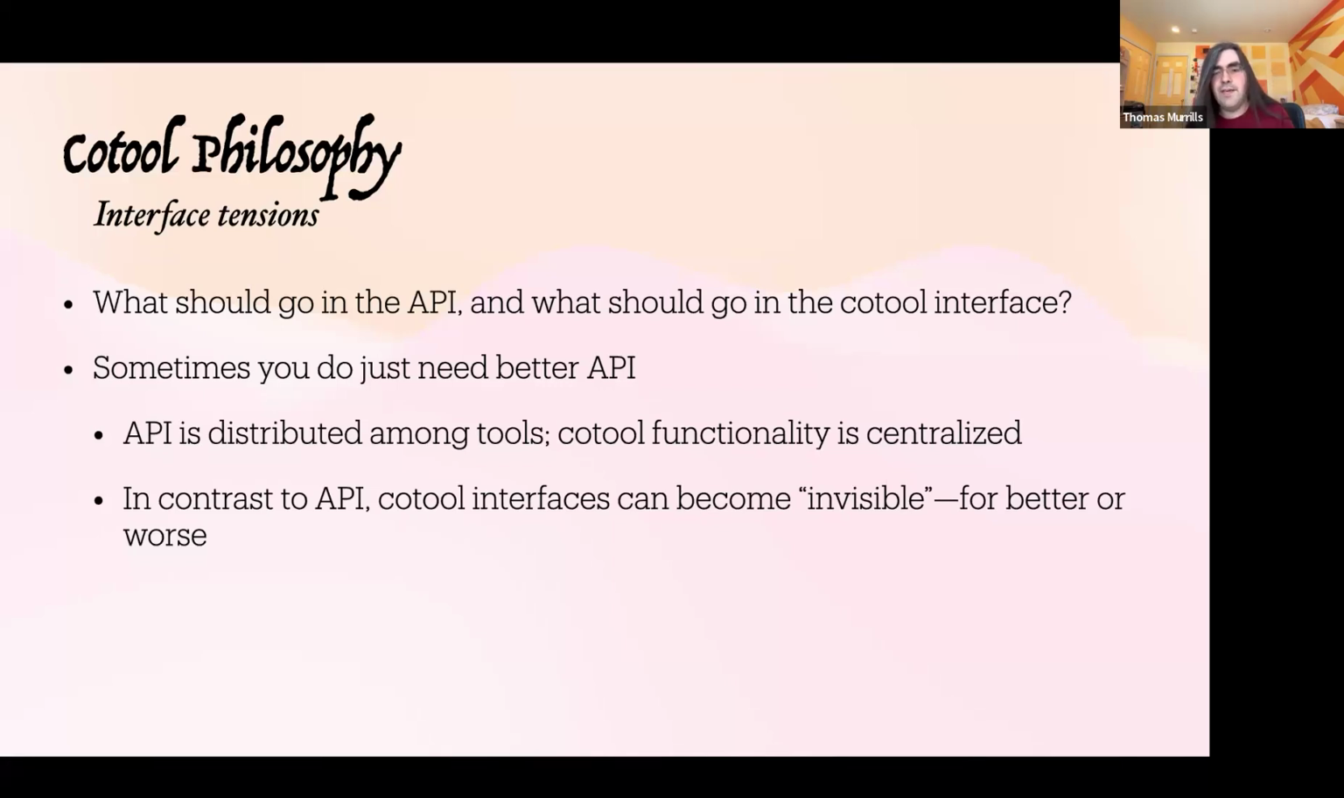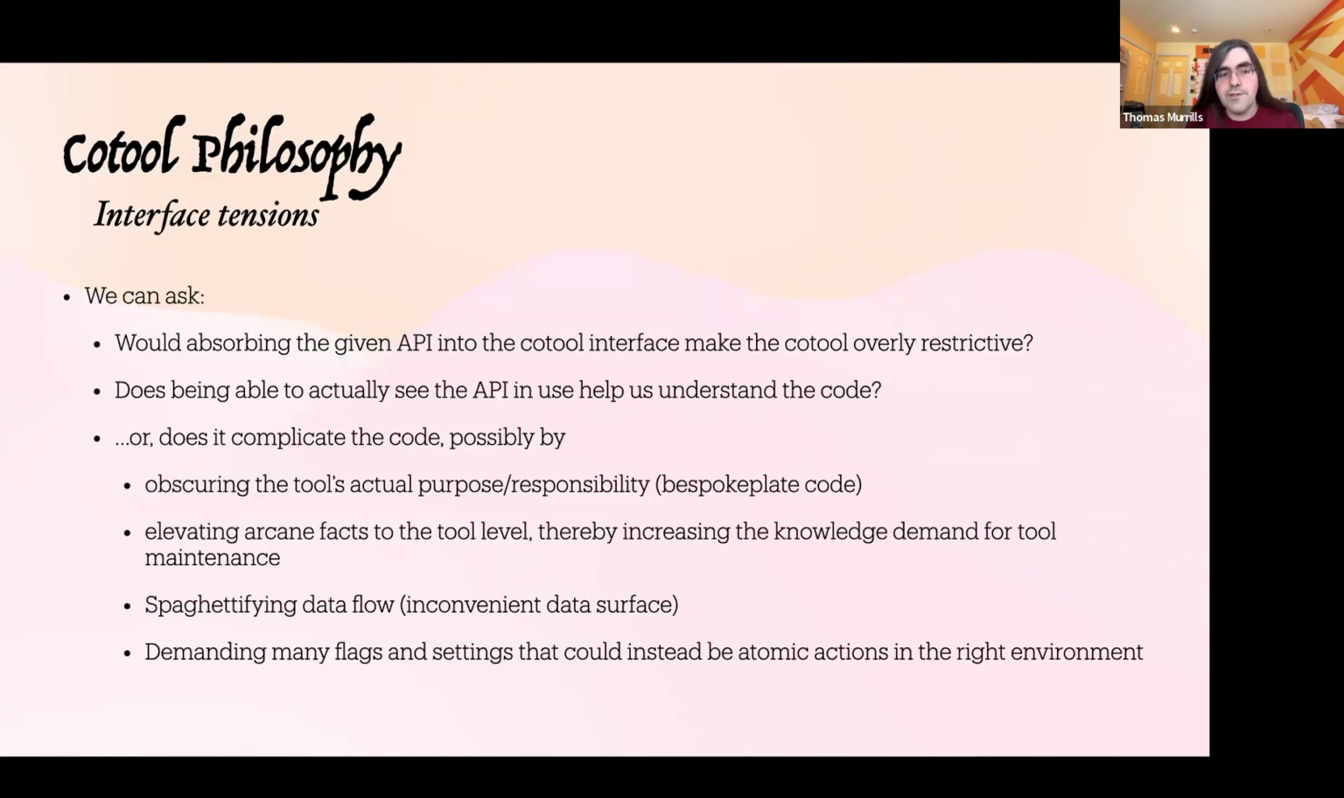What should go in the API and what should go in the cotool interface itself? Because sometimes you do just need better API. The one difference to keep in mind is the API is distributed among tools. So each tool has to use the API, but cotool functionality is centralized. It's automatically there just by using the cotool. So in contrast to API, cotool interfaces can become invisible for better or worse.